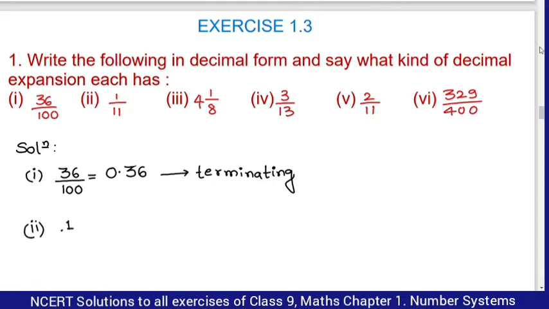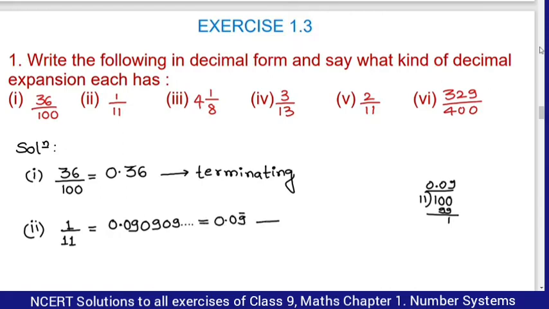Second one, 1 by 11. For 1 by 11, we will do division, point, then 0, again take 0, it becomes 100, 11 9s are 99, remainder is 1, again it gets repeated. So answer is 0.09 bar. Here decimal expansion is non-terminating repeating.